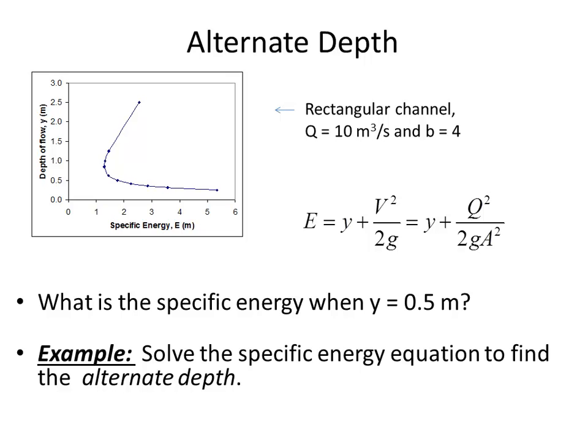So we know E, we know Q, we know g, but what we don't know is y, and one of the components of the area is also y. So when we combine it, it's 1.774 is equal to y plus 0.3186 divided by y squared. Or in other words, 1.774 y squared is equal to y cubed plus 0.3186.